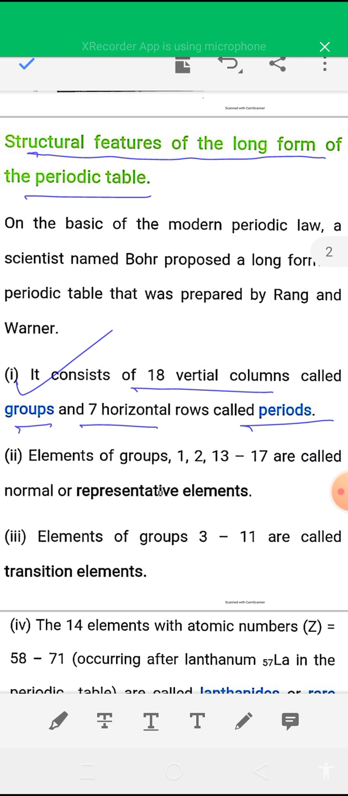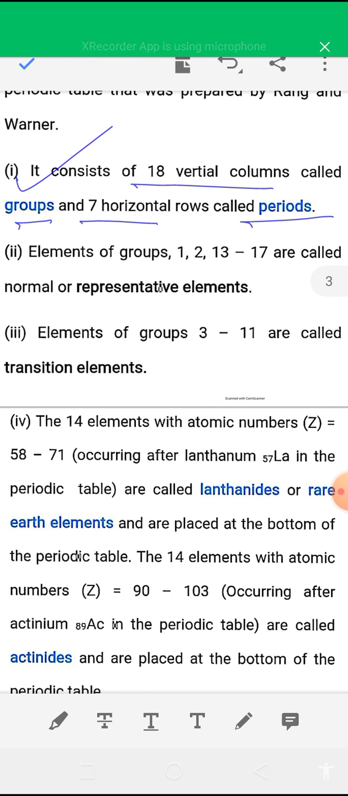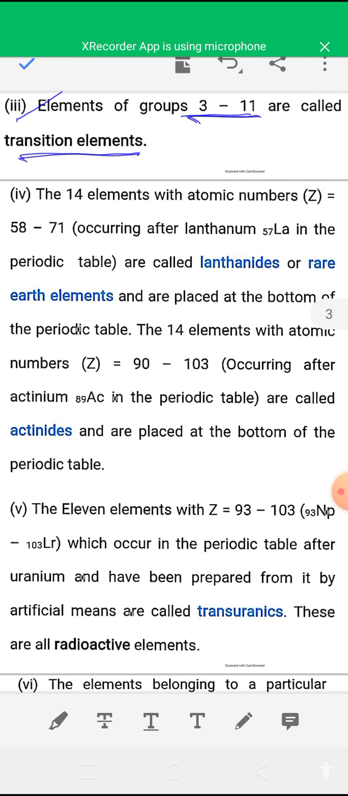So, in the modern periodic table or long form periodic table, there are a total of 18 groups and 7 periods. Elements of group 1, group 2, and groups 13 to 17 are known as representative elements. And elements of groups 3 to 11 are known as transition elements.